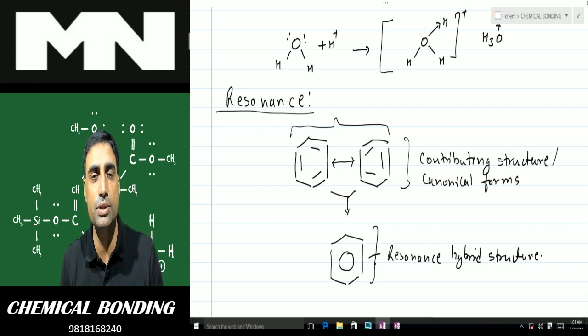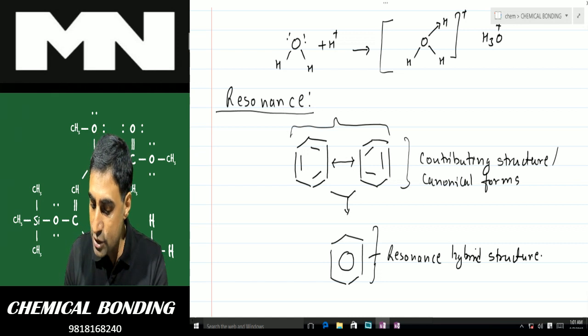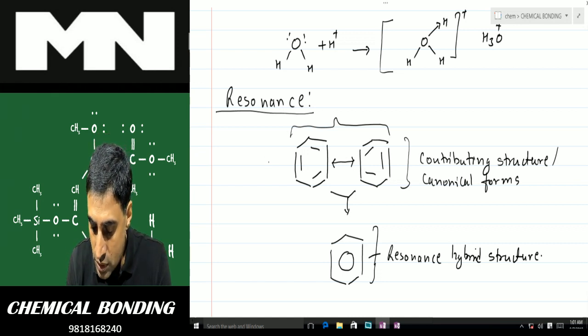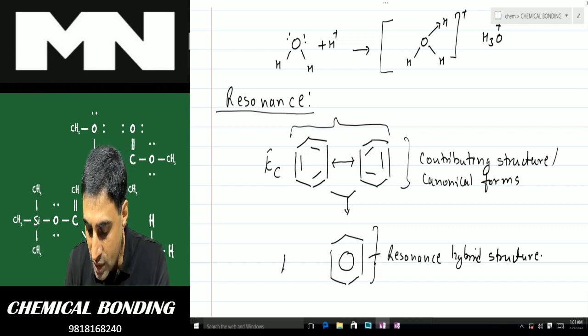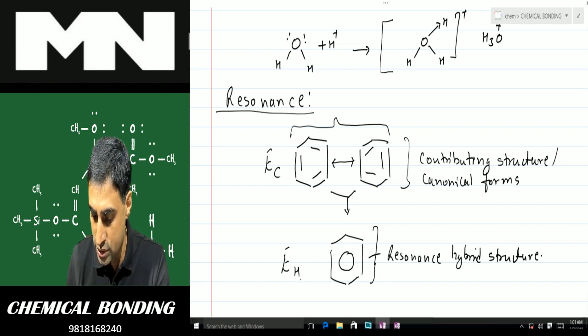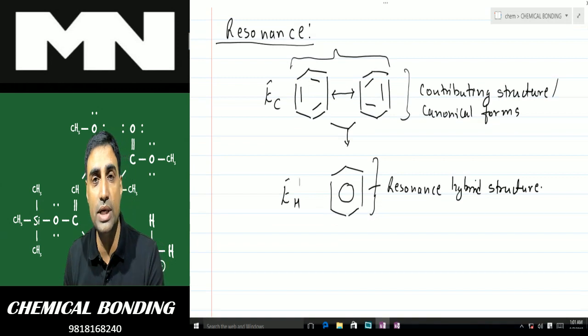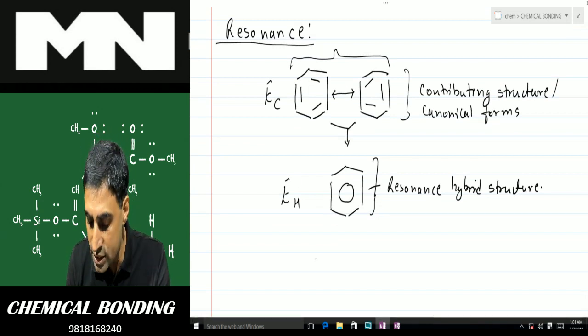All contributing structures have the same energy, the same number of sigma and pi bonds, the same charge, and the same number of different atoms. Whereas the resonance hybrid structure has a lesser energy. It is at lesser energy. And the difference of energy, I'm writing E of contributing structure, energy of hybrid structure. And as I told you, the hybrid structure is always at lower energy.